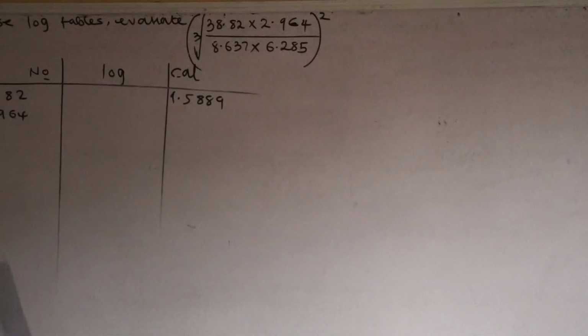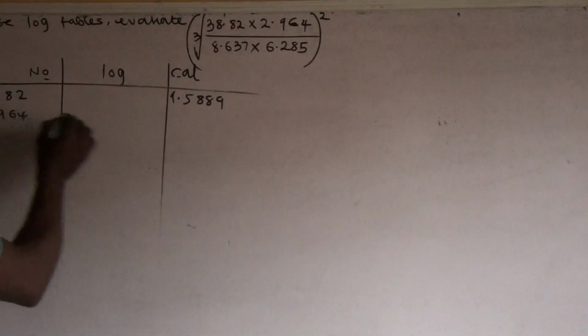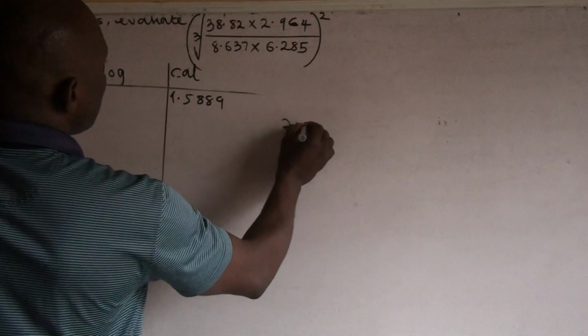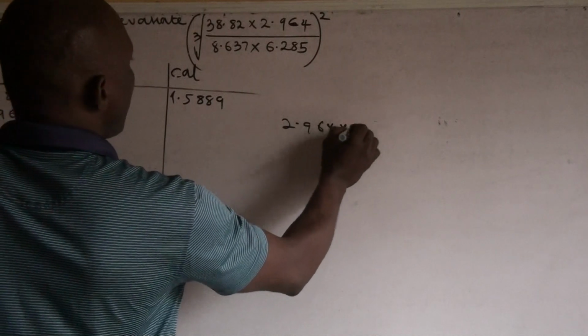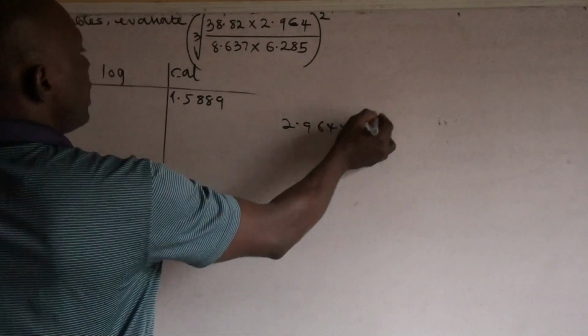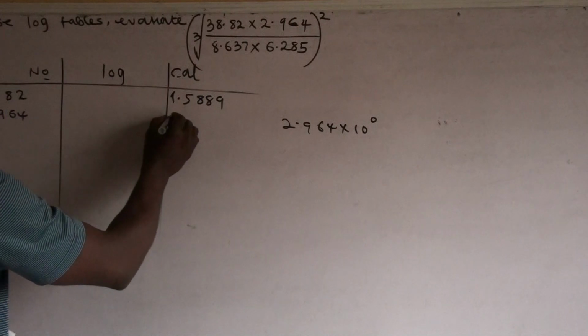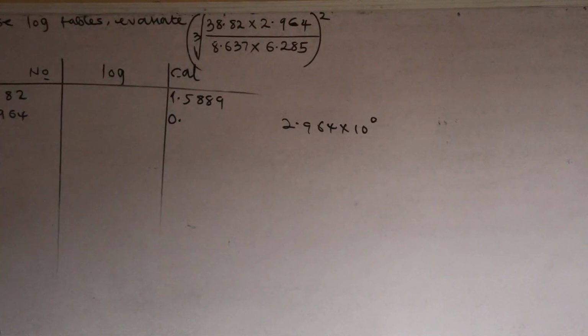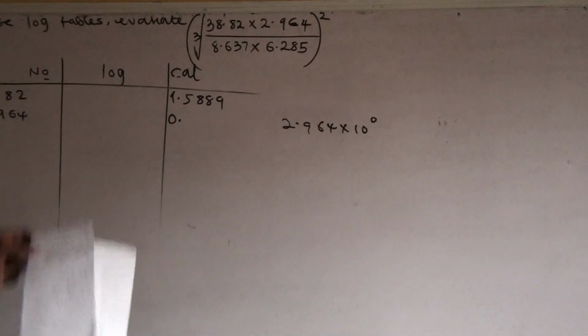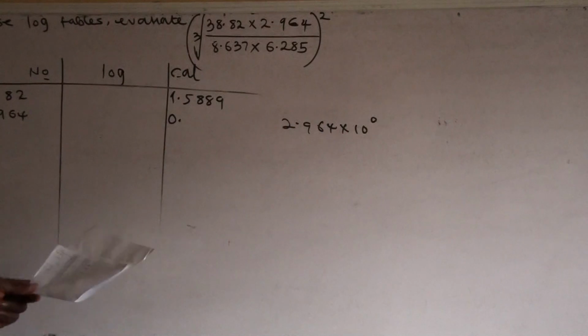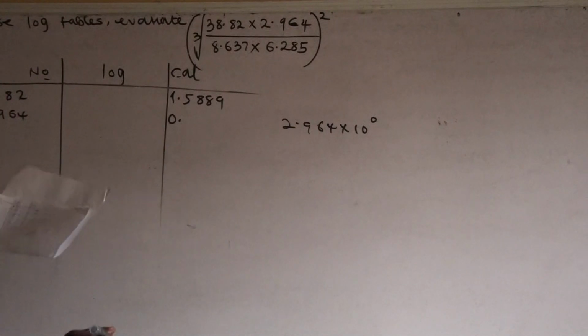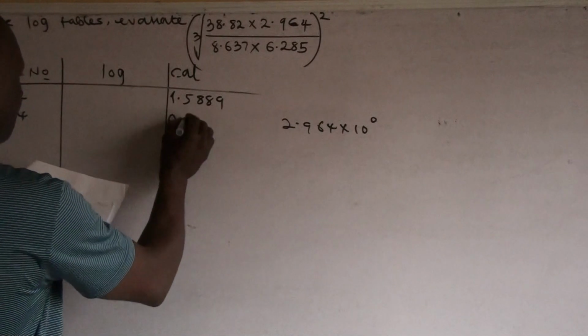This is 2.964. Here this number is already in standard form, so that means this one is 2.964 times 10 raised to power 0. So our characteristic here is 0. Then we're going to look at 29 under 6, difference 4, from our logarithm table.